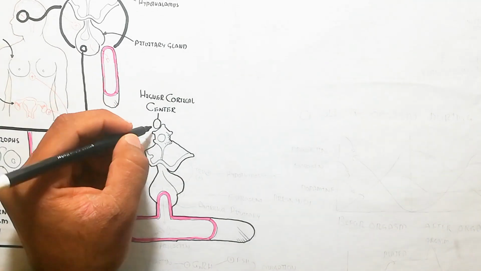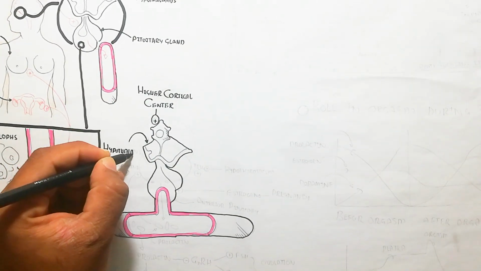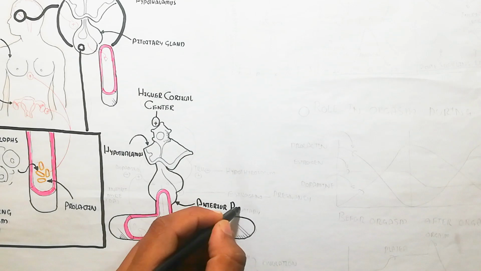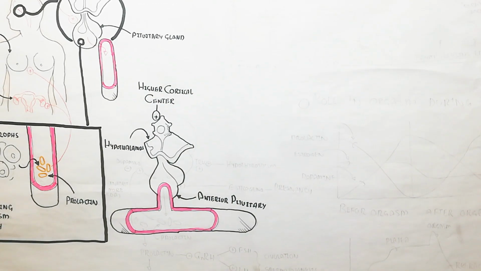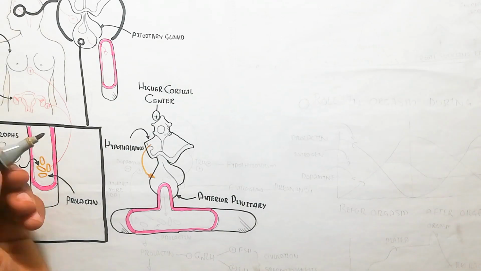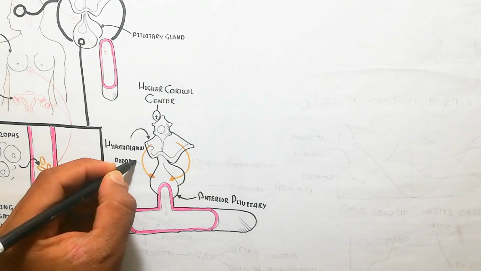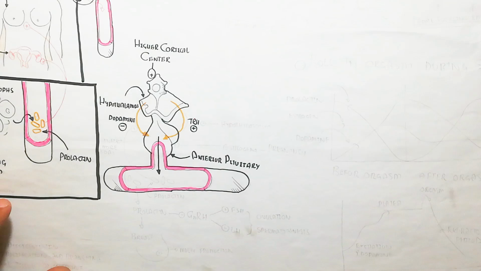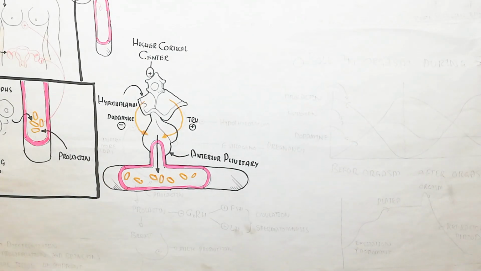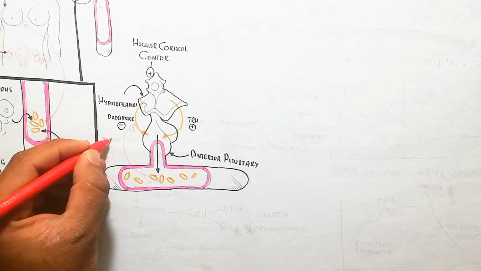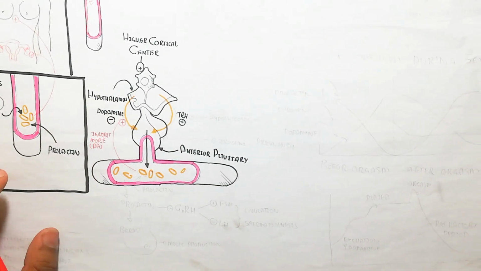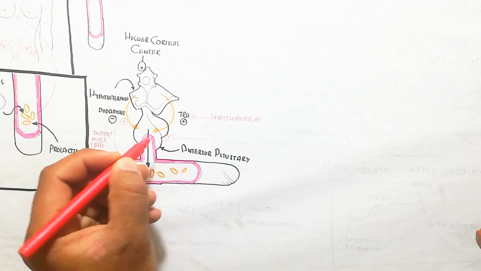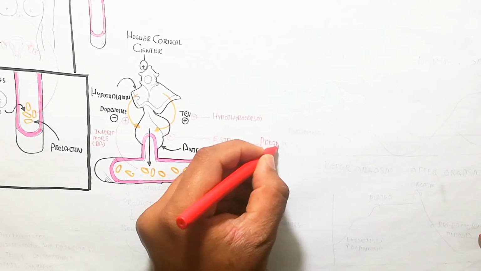So the higher cortical center will trigger, on the basis of the requirement, the hypothalamus to release TRH, thyrotropin releasing hormone. Whenever dopamine decreases, the deficiency of dopamine will also trigger the hypothalamus to release prolactin, and TRH increases. Hypothyroidism will lead to increased TRH, which will lead to increased production and stimulation of the lactotrophs. The lactotroph is a cell colony responsible for the synthesis and release of prolactin.